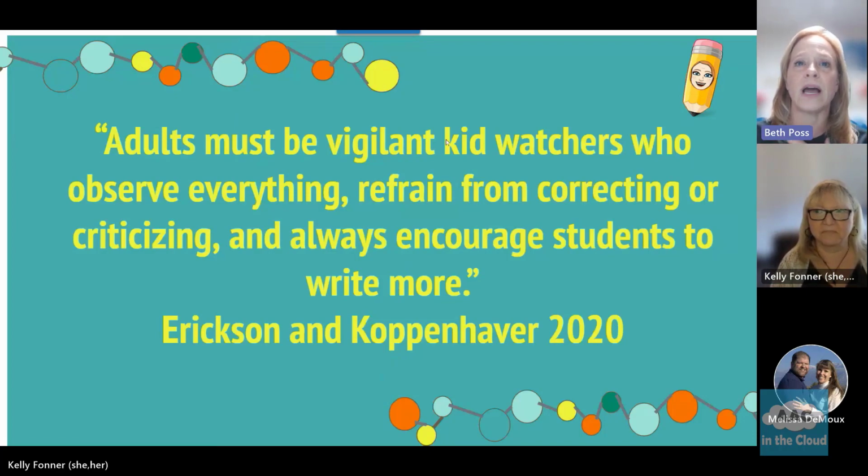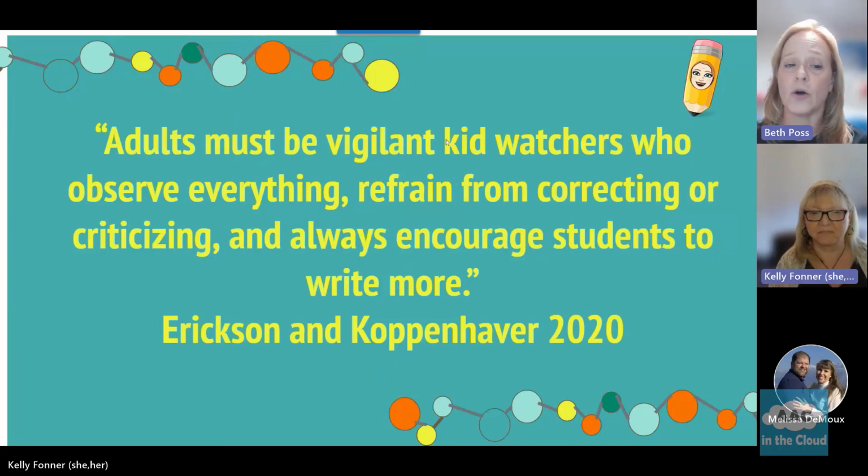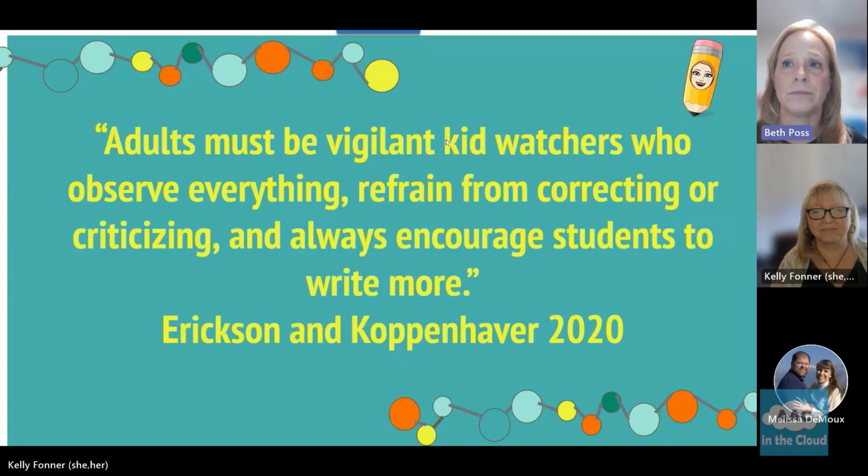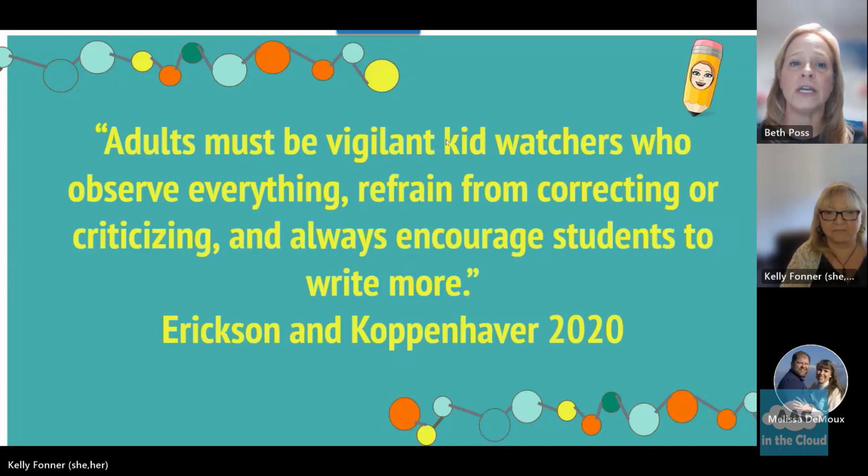So this is a great quote that I love from the Erickson and Copenhagen book. "Adults must be vigilant kid watchers who observe everything, refrain from correcting or criticizing, and always encourage students to write more." So what that means is, as you are seeing your student do that independent writing, you are not going to come up to them and say you spelled that word wrong. Or let's say their level of independent writing is putting random magnetic letters together on a cookie sheet, or that they are hitting letters on a keyboard. You're observing it. Now you might comment and go, oh, I see the letter T in there.